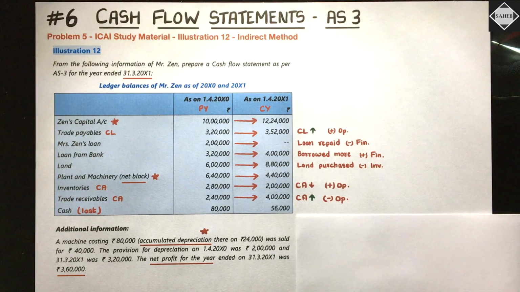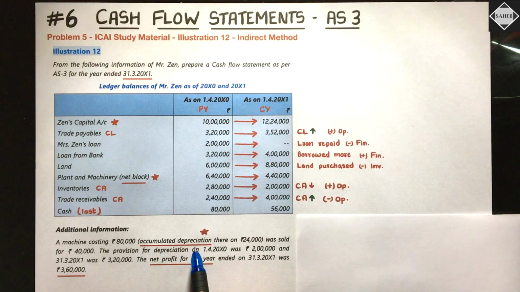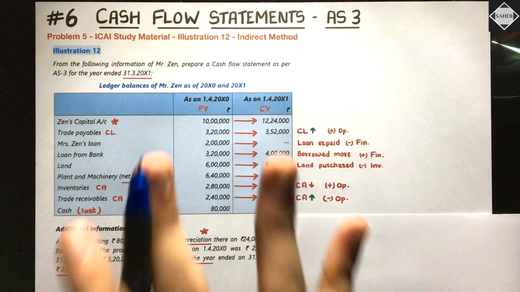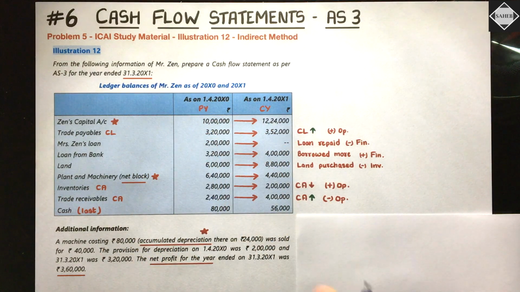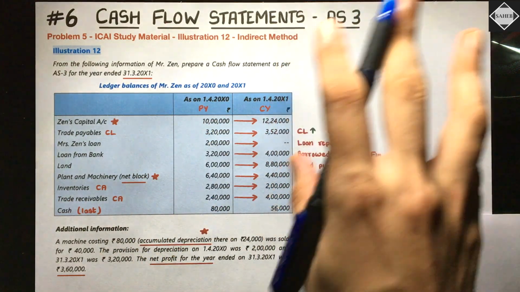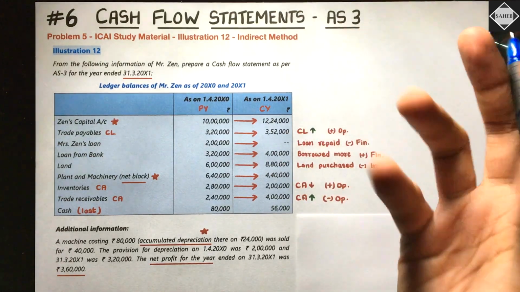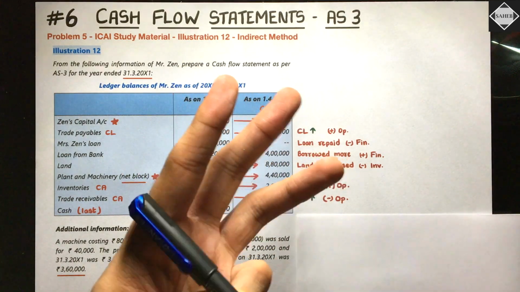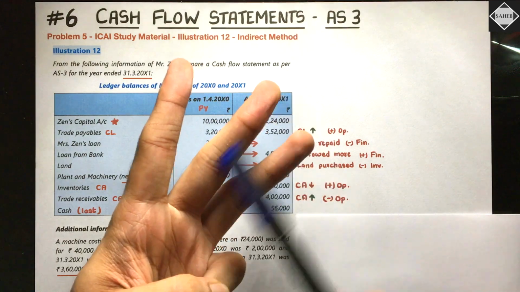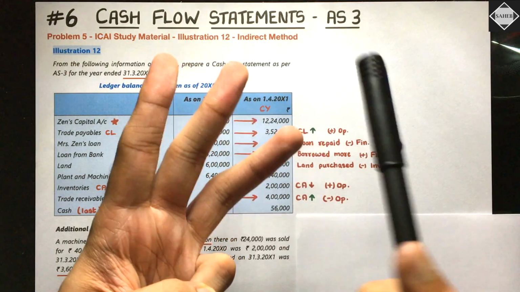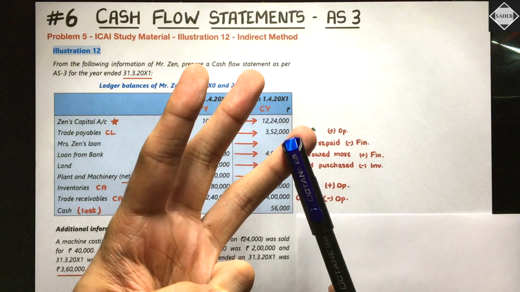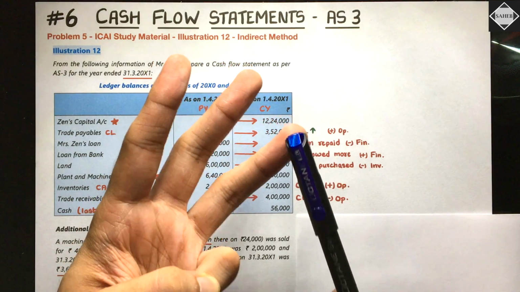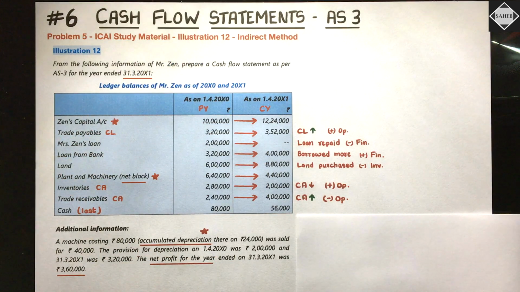Then see, in additional information they are saying a machine costing 80,000, accumulated depreciation is also coming over here. That means this Mr. Zen is following which type of accounting treatment for depreciation? The accumulated depreciation one, by opening accumulated depreciation, or we say by opening provision for depreciation account. So in that way, we open three accounts. One is the asset account, the PPE account, and then the second one is the accumulated depreciation account, or it is also known as provision for depreciation account, and the third is the asset disposal account, if we are disposing any asset, if we are selling any asset. Is it clear? Okay, fine, understood.